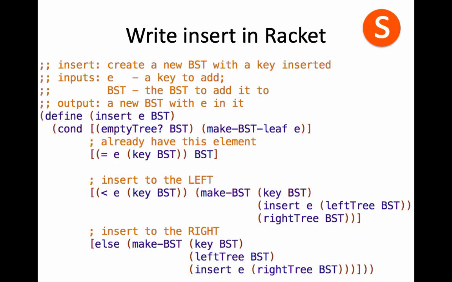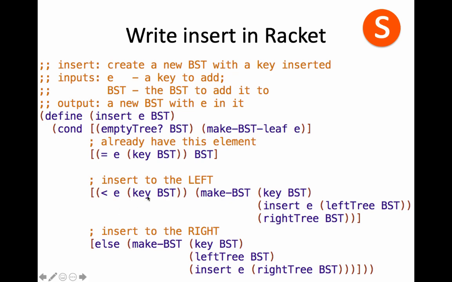Okay, another video live codes insert. So here we'll just walk through it. If I've got an empty binary search tree, then I make a new leaf. If E, the thing I'm trying to insert, is equal to the key, then I just return my current binary search tree, and that might be the root of a really big subtree, sort of doesn't matter. It's already in there. We don't need to change anything about that structure.